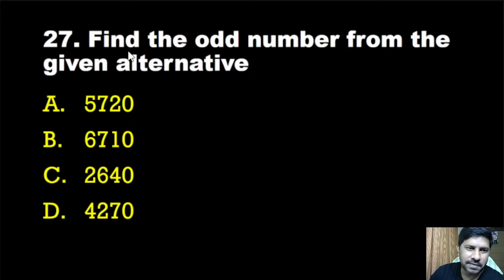27th question, last question of today's video, that is also from reasoning. Find the odd number from the given alternatives. This question, I think you need a little more time. 5720, 6710, 2640, 4270. In these options, one number is the odd one. There will be some relation with the other options. One of the numbers is not related to the others. This is our last question.